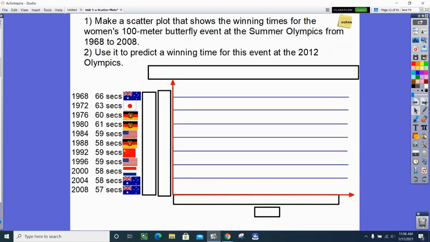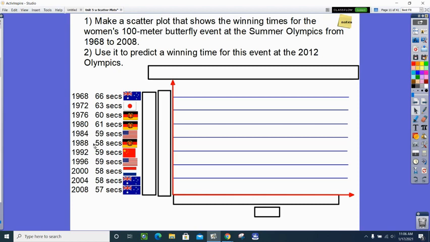All right, we're going to do one more together from start to finish. This is going to be a scatter plot showing the winning times of the women's 100-meter butterfly swim event at the Summer Olympics. We're going to start in 1968. It goes every 4 years, you'll see, because the Summer Olympics go every 4 years.